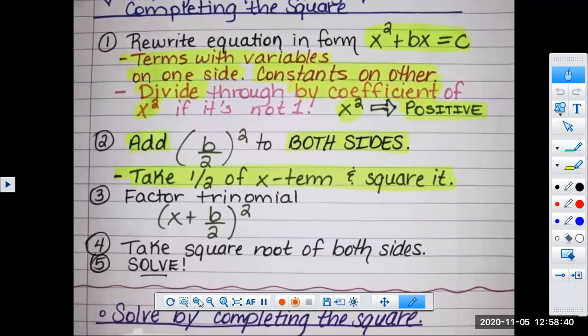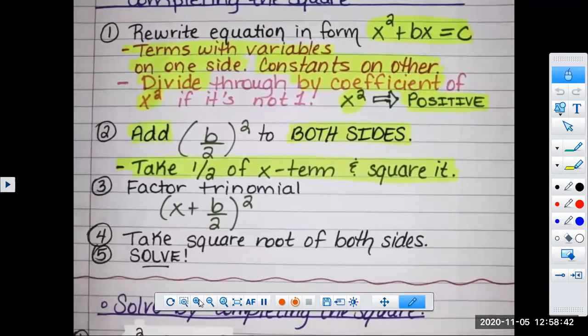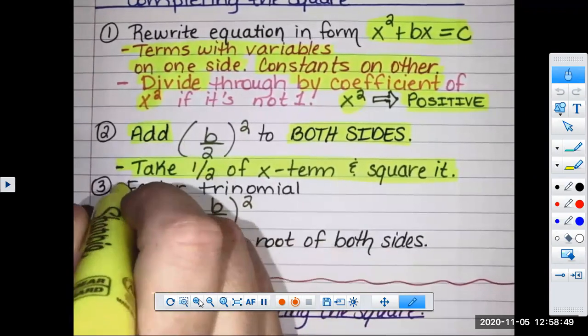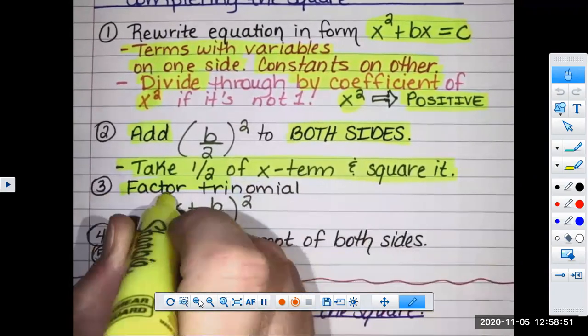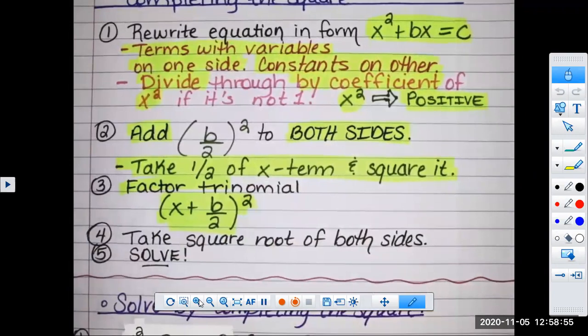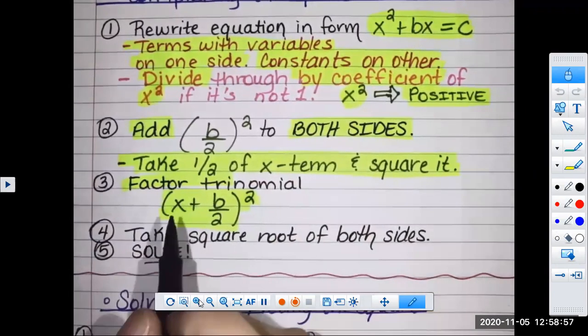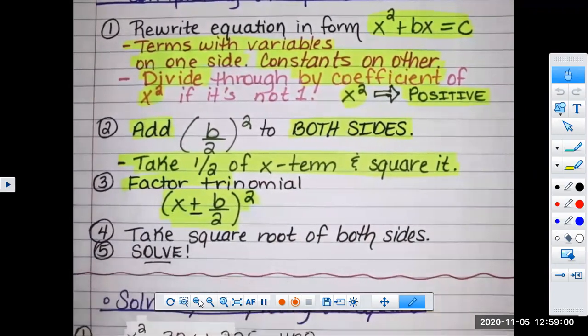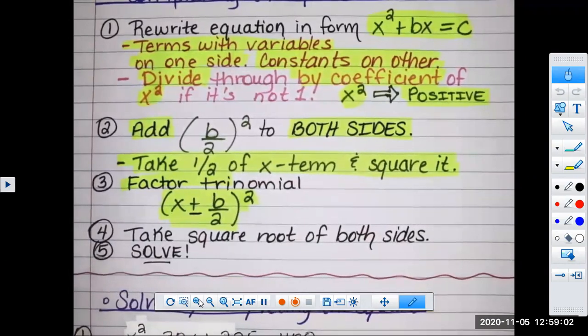Okay, so in step 3, once you get to that point, then you should have a perfect square trinomial that will factor. So then you're going to factor it into this form. So factor it into that perfect square trinomial form. I should say x plus or minus, because that sign is going to depend on whatever your sign in the middle is.